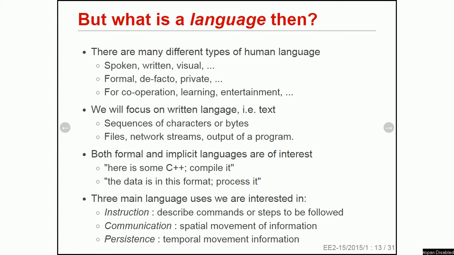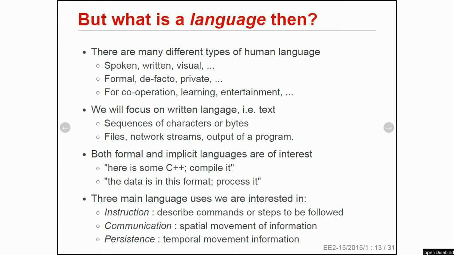In terms of the uses that we're thinking about here, the three main uses we're thinking about are language as a form of instruction. So a C program is actually instructions for solving a problem. Communication is also something we're interested in. So movement of data between places. It doesn't come up quite so much here, but you're looking at this in networks at the moment.